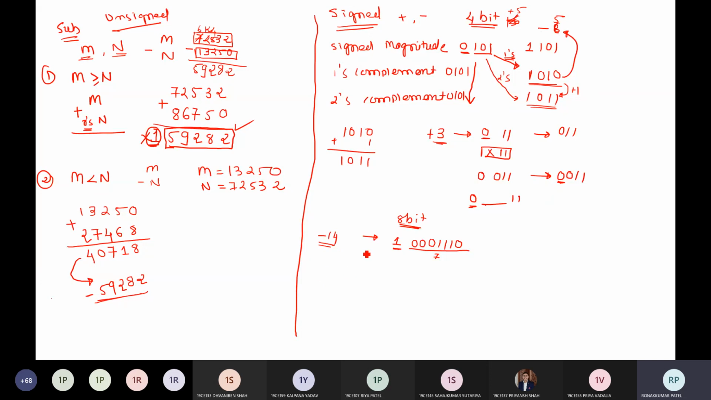Now represent minus 14 in, let me number them 1, 2, 3, the second representation. This is the first representation, minus 14 in 1's complement. So should I directly take the 1's complement of this number? Can I directly take 1's complement? Yes sir, just remember this case. I am not taking 1's complement of minus, I am taking 1's complement of its positive representation.